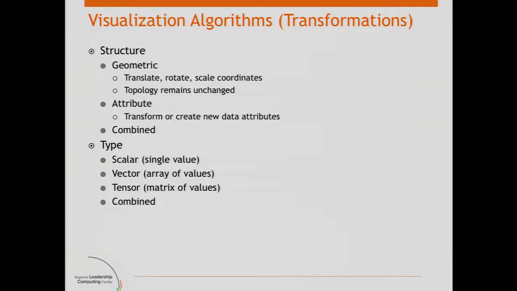And then we also think about attributes, so transforming or creating new types of data attributes. And then the other thing we look at is the type, whether it's a scalar field, so a single value per either mesh point or particle, or however we're looking at data, or a vector, meaning an array of values, or a tensor, or some combination of those.